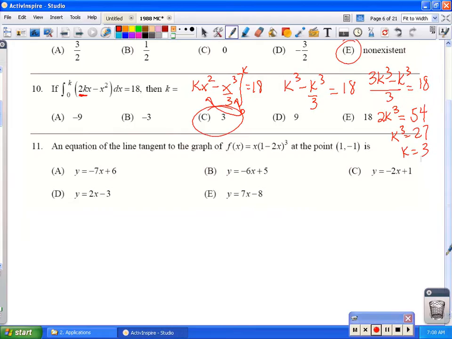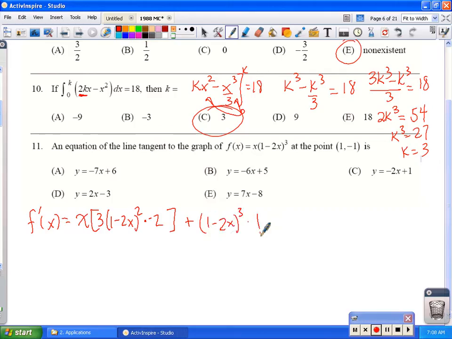Number 11, write the equation of a line tangent to a curve at a point. Now the first thing I notice is that every single one of these equations has a different slope. So if I can find the slope, I can find the equation without having to do all the work. I need a slope generator, so the derivative by the product rule will be the first function times the derivative of the second, (1 minus 2x) squared times the derivative of the inside, which is negative 2, plus the second function, which is (1 minus 2x) cubed times the derivative of the first.